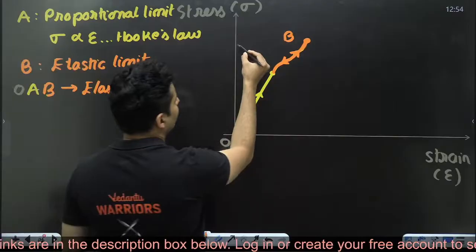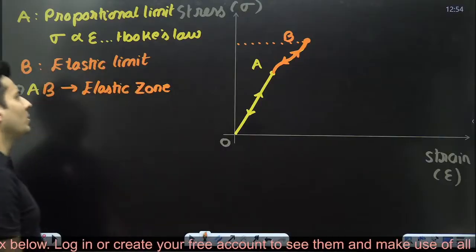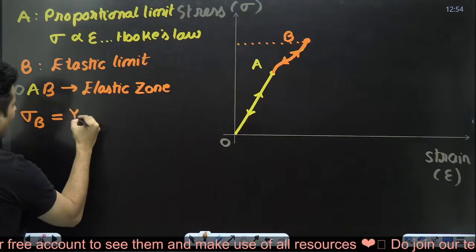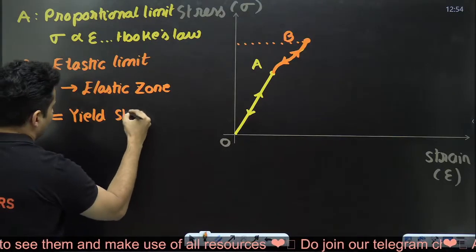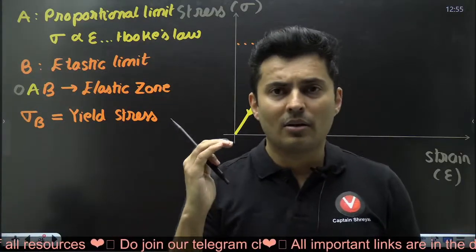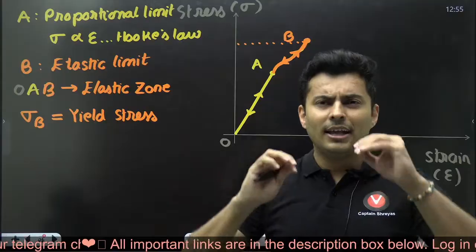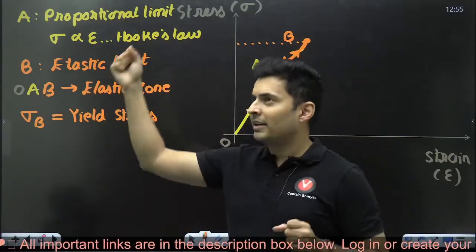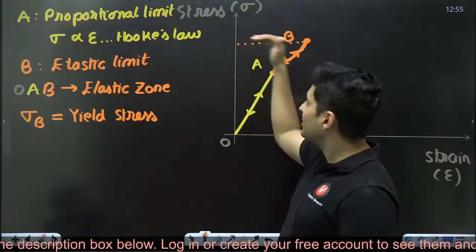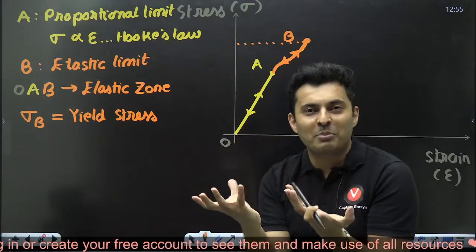The stress that you get at point B is also called yield stress. Yield stress. Why is yield stress of particular importance? Because when you are designing a table, machine, car, aeroplane, rocket, anything, fan, any holder, any building, bridge, doesn't matter, yield stress tells you this is the stress till which the material can handle it properly without getting permanently deformed.